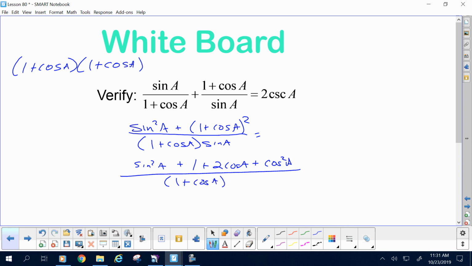I still don't see it. Now I see it. Okay, now what? Simplify. What can you do? What is sine squared plus cosine squared? The fact that they're not next to each other doesn't mean anything. What's sine squared plus cosine squared? One. So if you replace those combined with the one, what is the top? 2 plus 2 cosine of A.